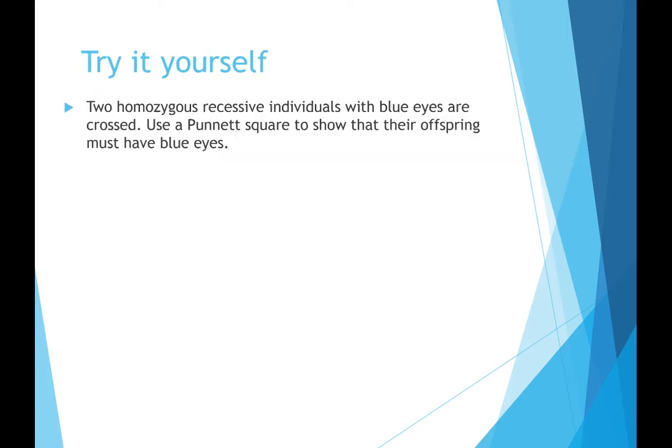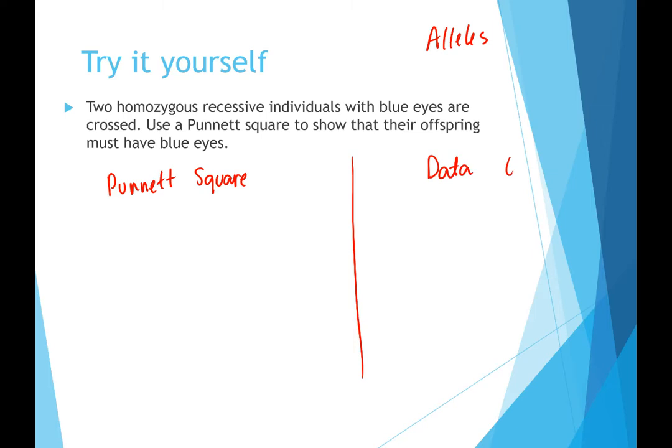All right. Last little example, I want you to try it yourself. We have 2 homozygous recessive individuals with blue eyes being crossed. We're going to use a Punnett square to show that their offspring must have blue eyes. Okay. Identify alleles first. All right, and then have a go at doing the Punnett square. And lastly, have a data table to show the results. This is probably the easiest little cross that you can do.